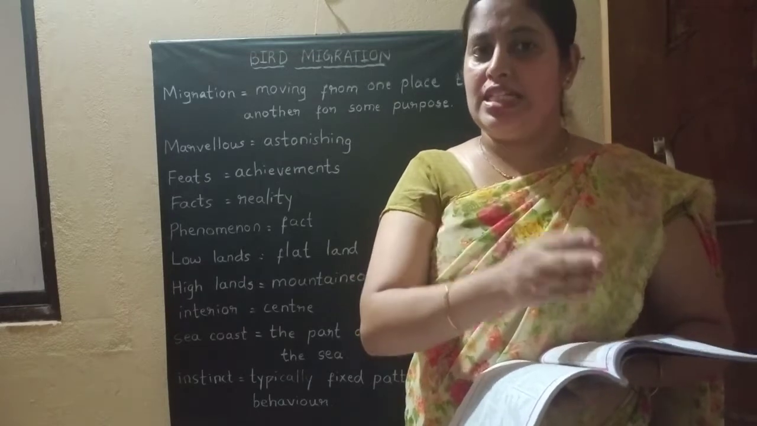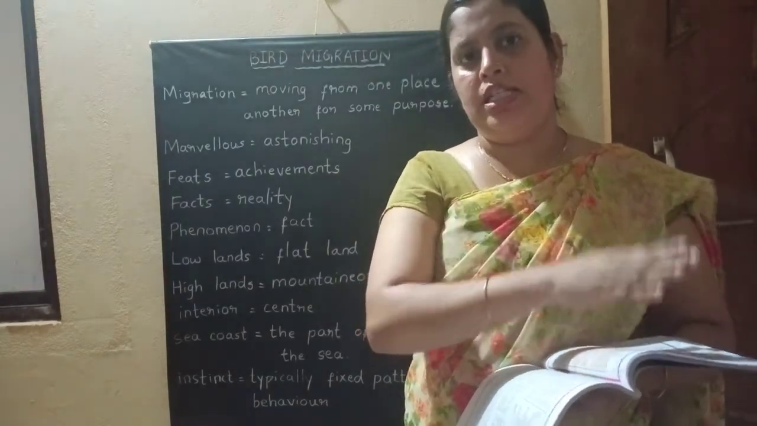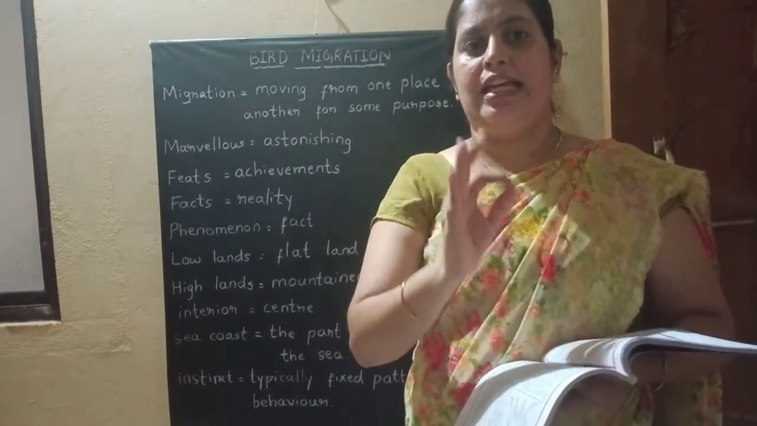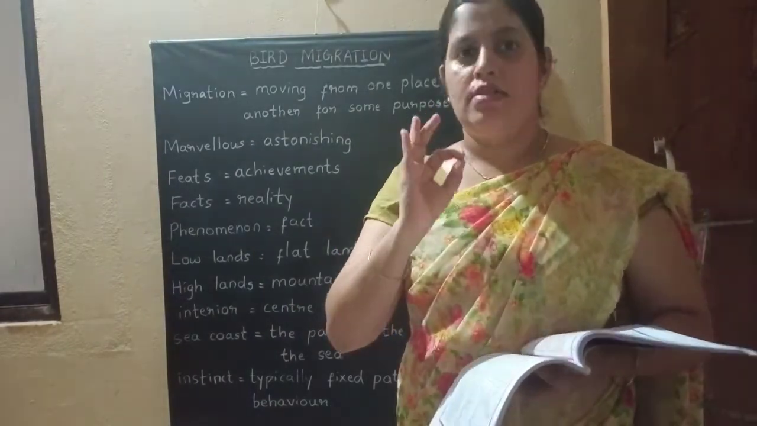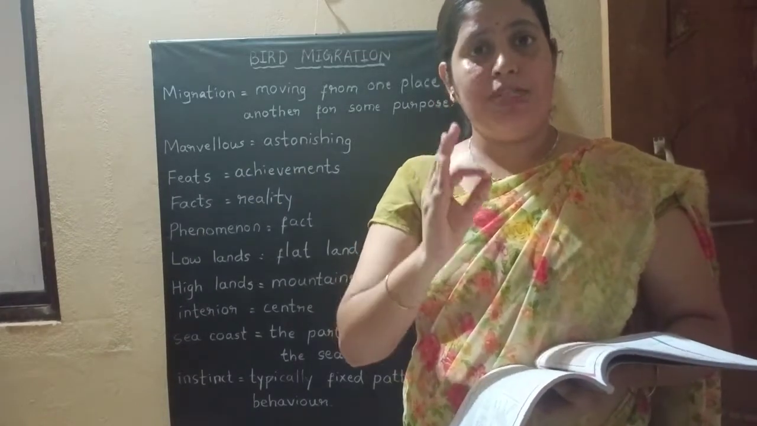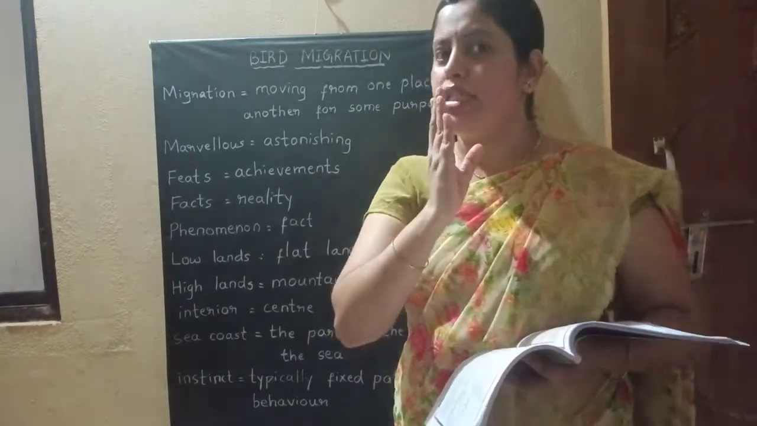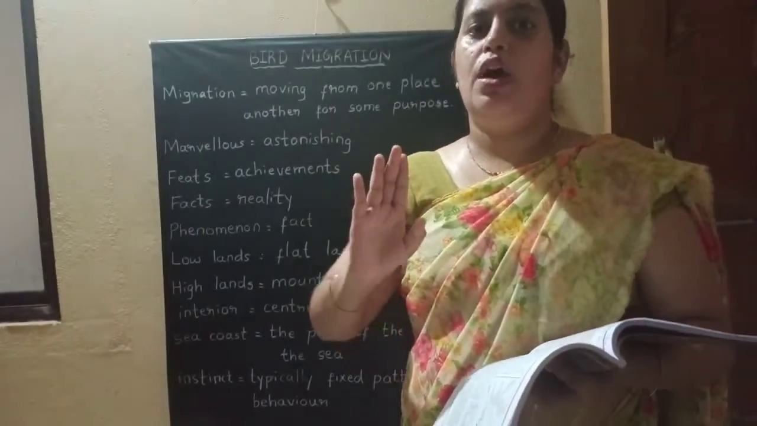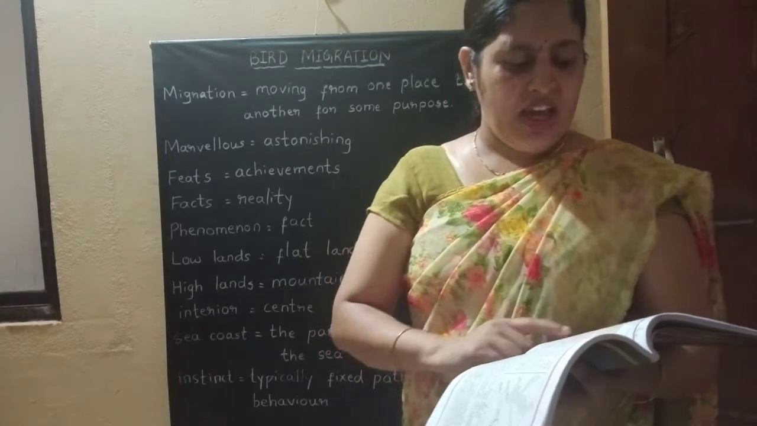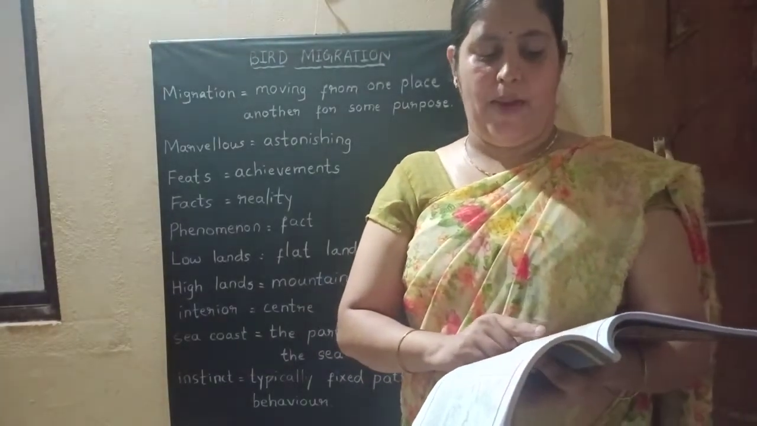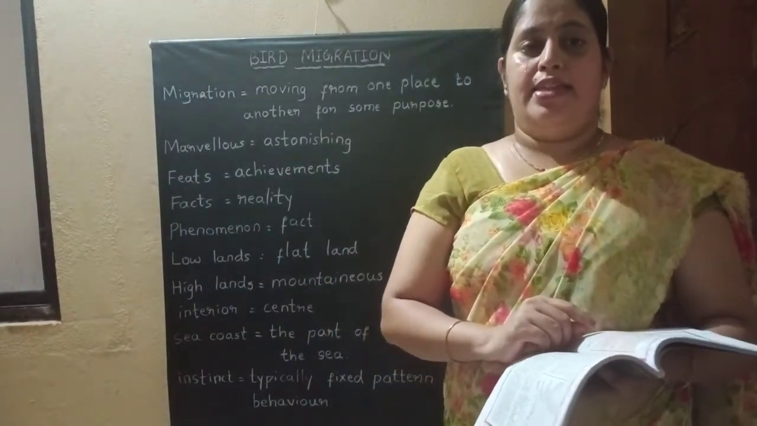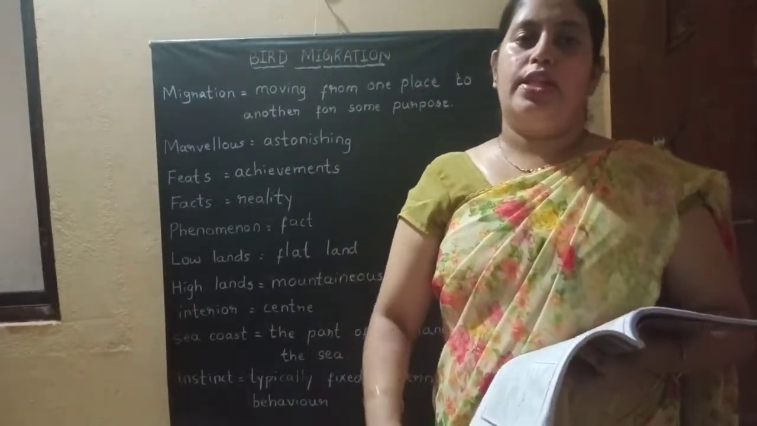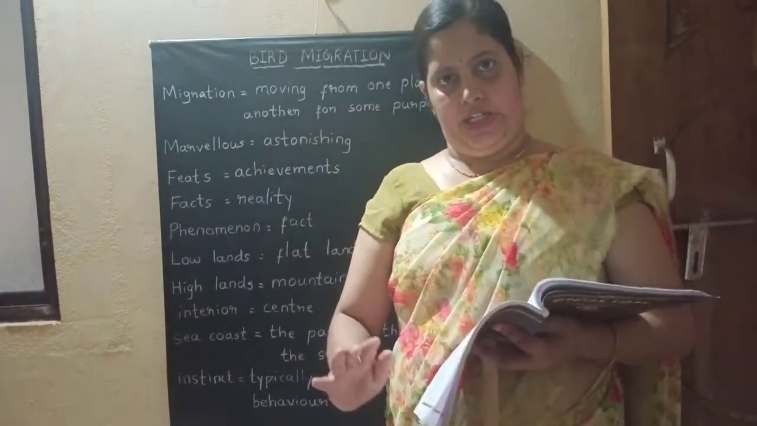So when the season changes, the birds travel to different places where the season is suitable for them to survive. So their movement is seasonal. According to the seasons, the birds migrate from one place to another place, children. There are surprising facts about their movement. Facts means truths about the movement of the birds, children.